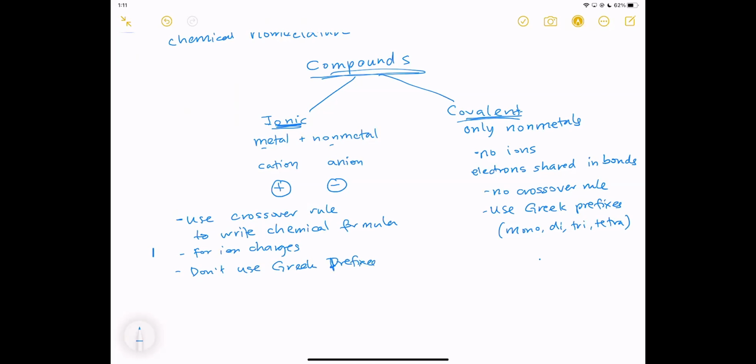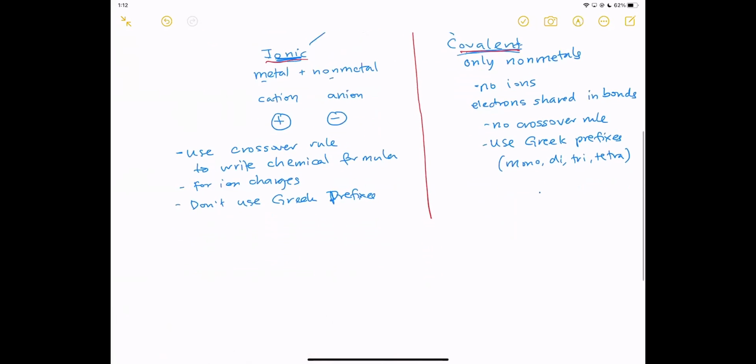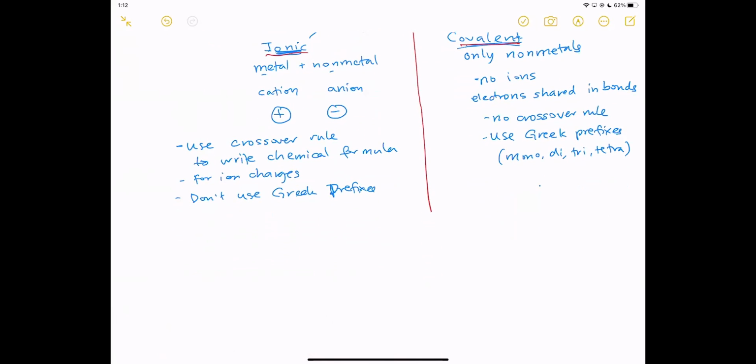Okay, so there are two separate rules. In fact, I'm going to make this a big red dividing line. These guys have different rules than these guys, okay? Whether you're writing a chemical formula or a name. Okay, so let me move this down. All right, so let's see.